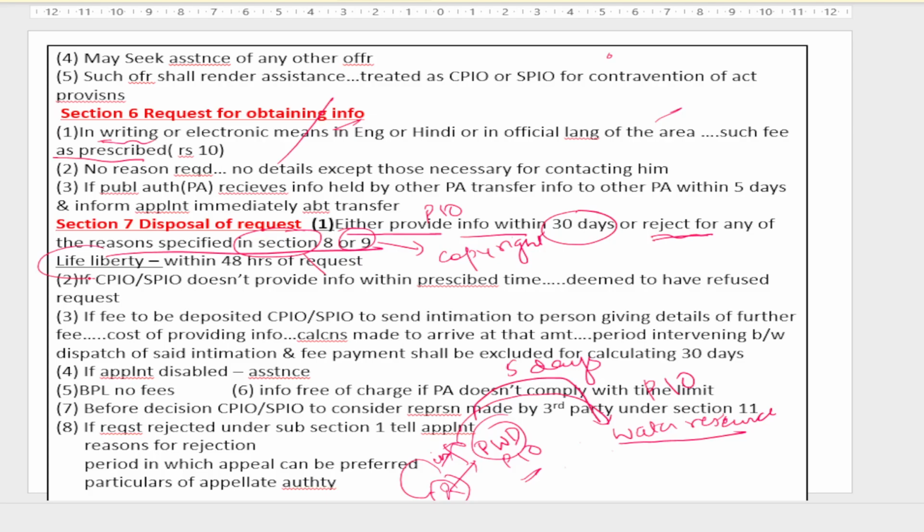And if the information relates to life and liberty of a person, then the PIO has to respond to the application within 48 hours. Either give the information or reject the appeal within a 2-day period.